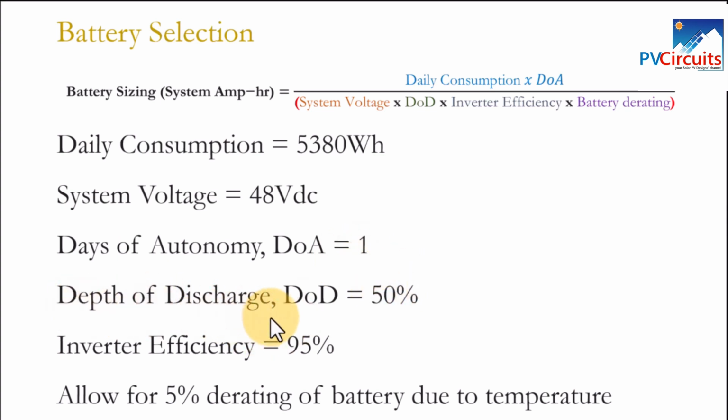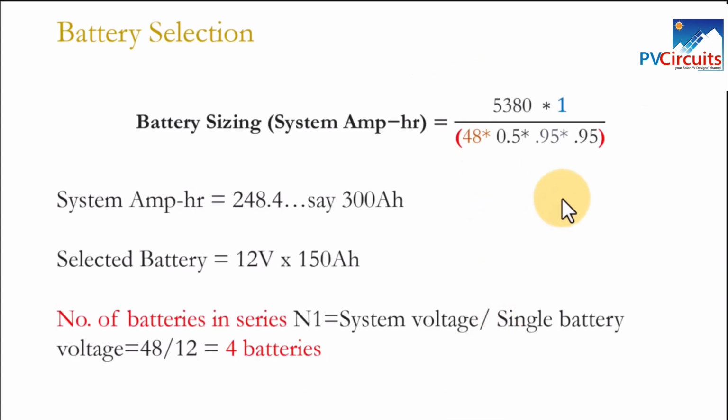Then the depth of discharge is how much do you want the batteries to go down to start recharging, and we have put that at 50% so that the system charging triggers when the batteries are at 50% discharged. The inverter efficiency we have been given is 95, and also because the battery gets affected by temperature, we'll derate the battery by 5% so that they are operating at 95%. So we put those values into that equation, and this is what we get.